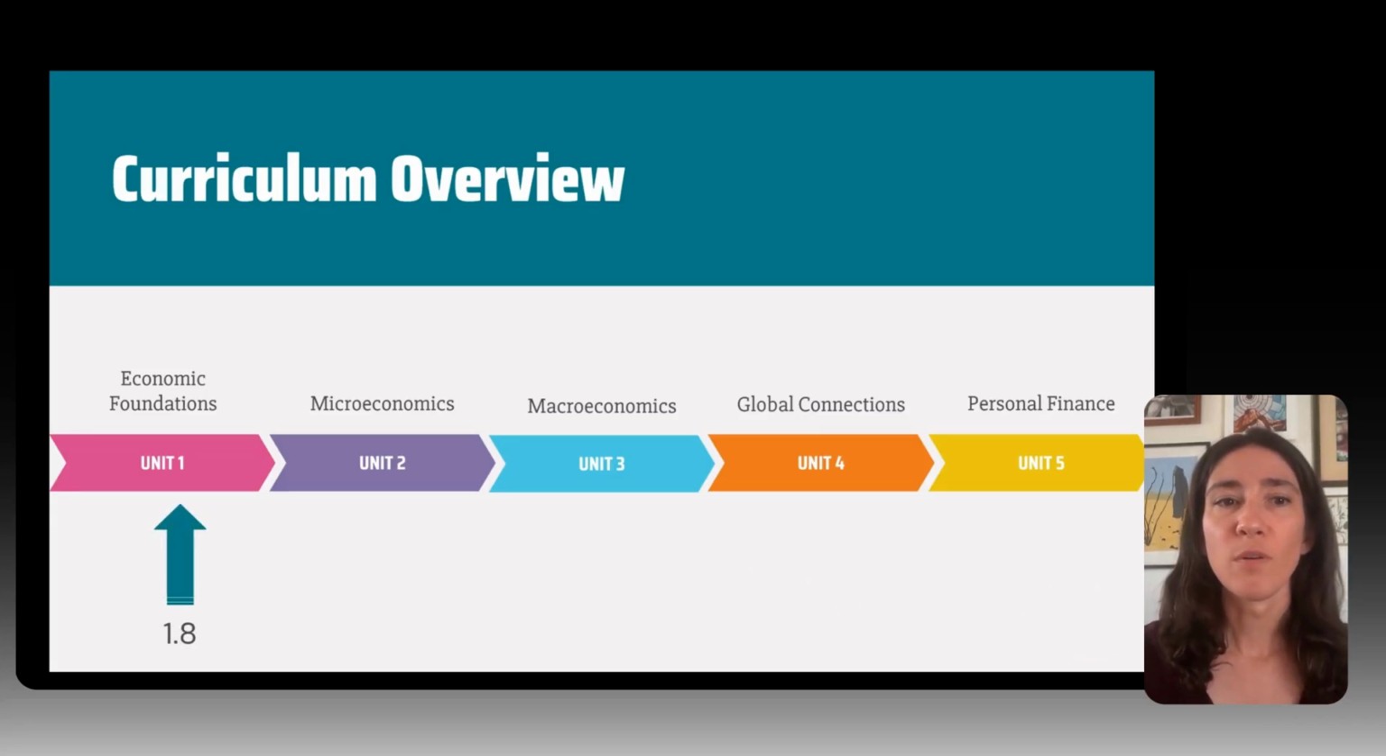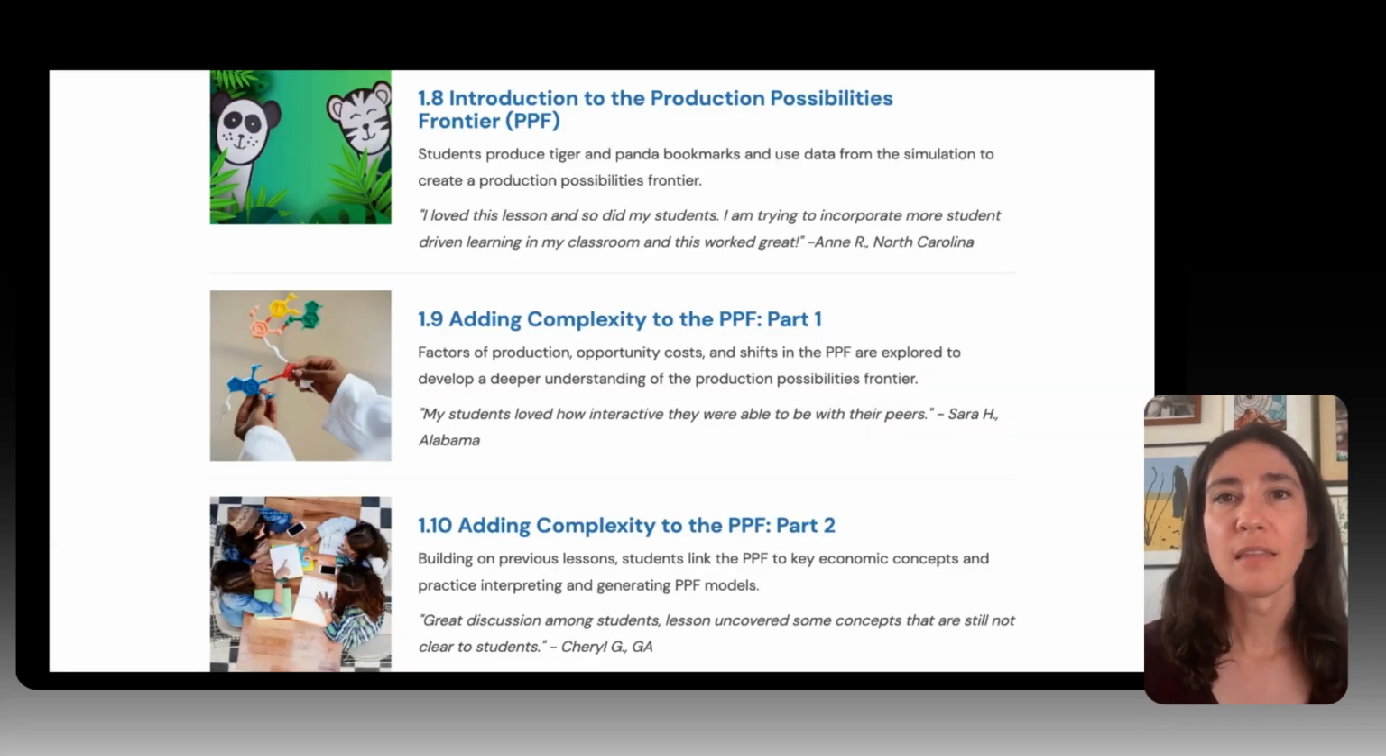This is lesson 1.8 in Econoful's one semester on-level high school curriculum. The lesson plan is designed to be done in 45 minutes. And this lesson is the first one. Of course, it introduces the PPF, and then the next two are going to add complexity and build on this lesson.